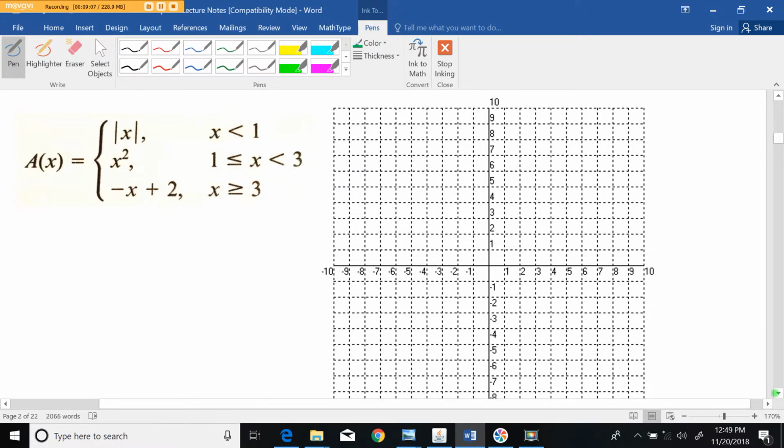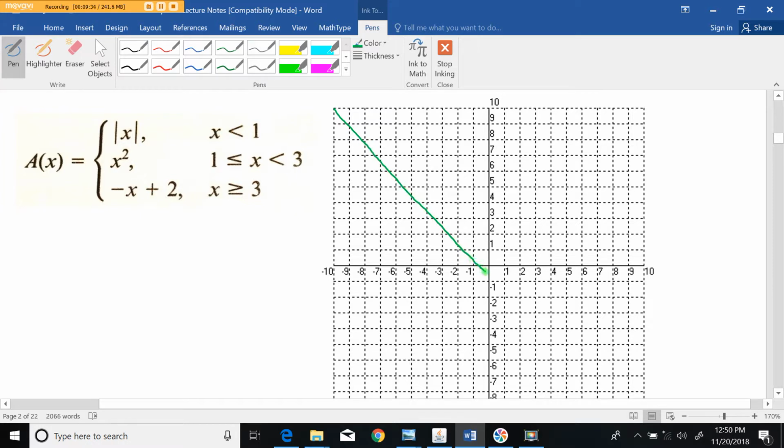Okay. So now we've got this piecewise function defined 3 different ways. Absolute value of x, if we're to the left of 1, x squared from 1 to 3, and negative x plus 2 if we're to the right of 3. All right. So absolute value of x, we've seen that graph before. That thing looks like this.